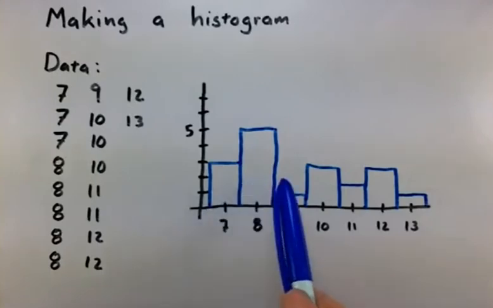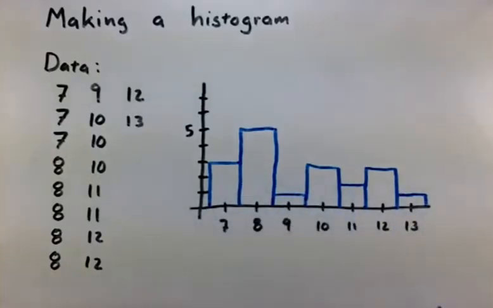So now we've created the different bars for our histogram, and you can see which variable is the most frequent. It's basically the tallest bar.